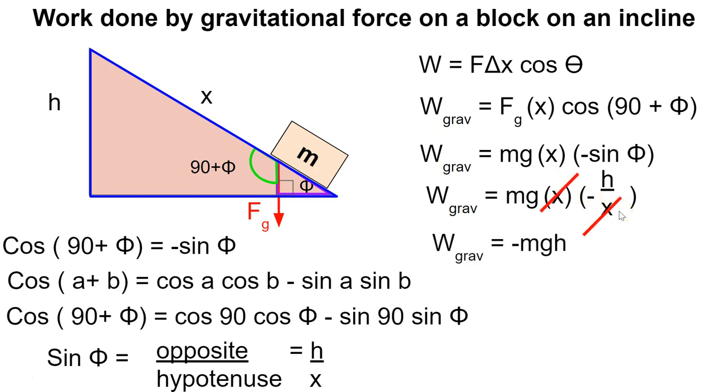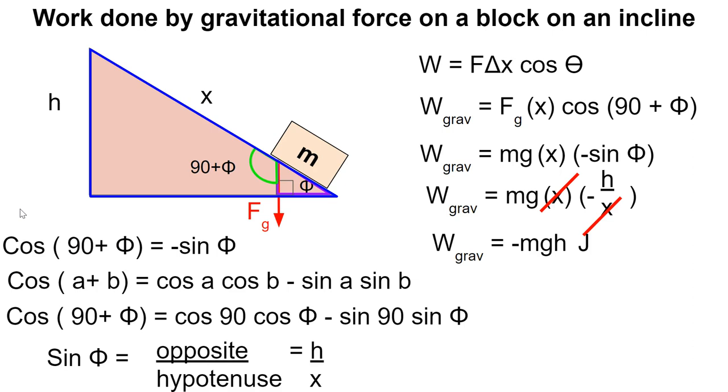And I'm left with the work done by the gravitational force for a block that's moving uphill is minus mass times gravitational acceleration times the height of that incline, the vertical height. Does the negative sign make sense? Yes, it does, because the angle between the force applied and the direction of motion is more than 90 degrees. Oh yes, I still need a unit here, right? So let's add that. That's more like it.